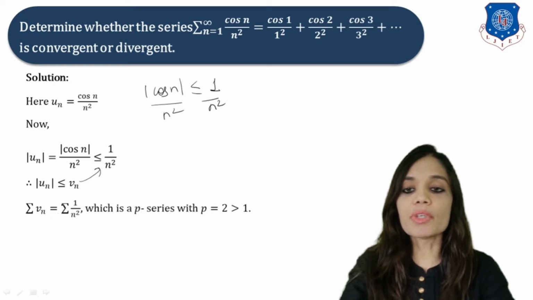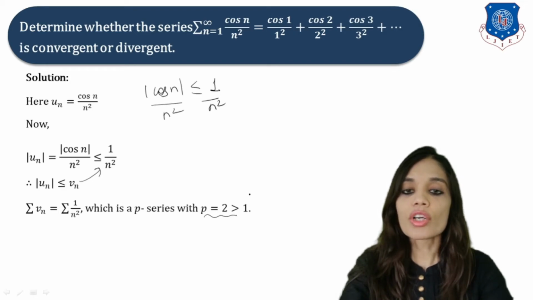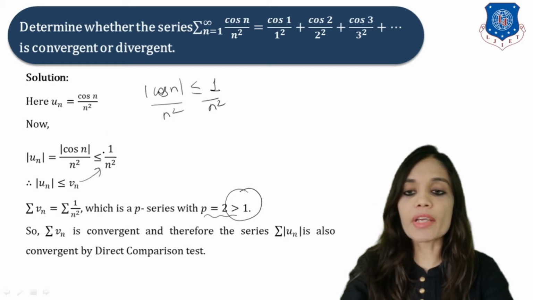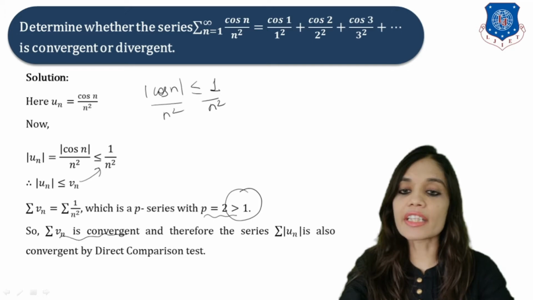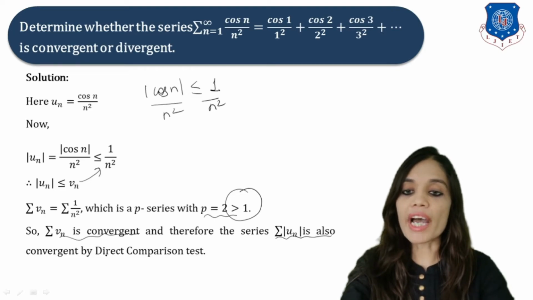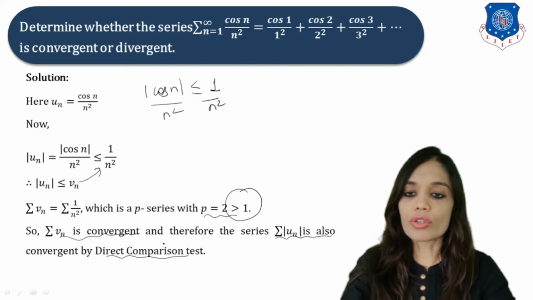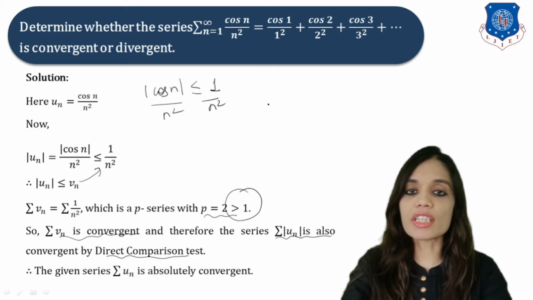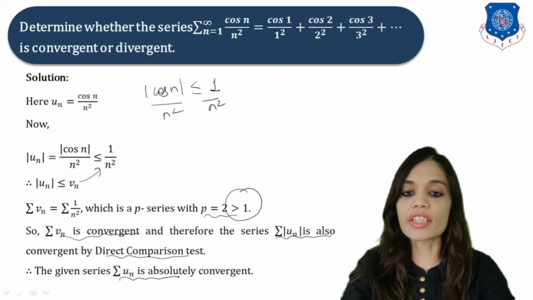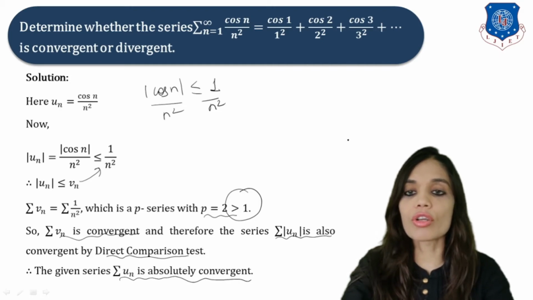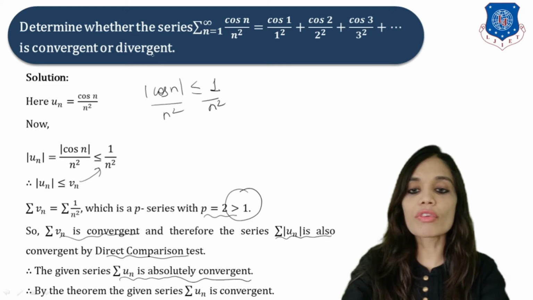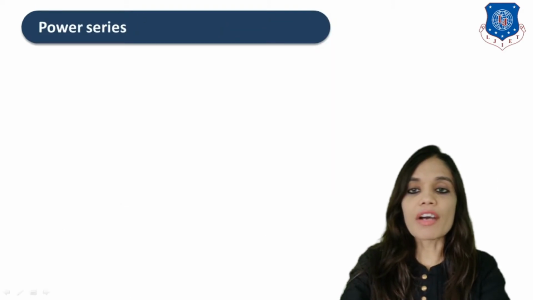Now series Vn will be equal to series 1 upon n square, which is a P series with P equal to 2, which is greater than 1. Hence by P series test we can say that our Vn is what? Convergent. Now Vn is convergent and we have a condition that mod un is less than or equal to Vn, right? Therefore our mod un is also convergent by direct comparison test. Okay. Now since this is a positive term series, we can say that our series un is absolutely convergent also. Done?